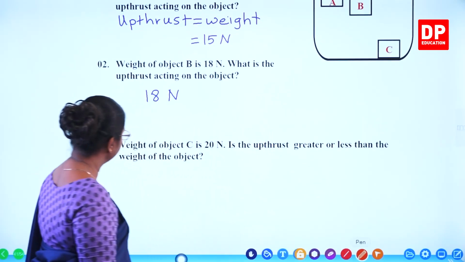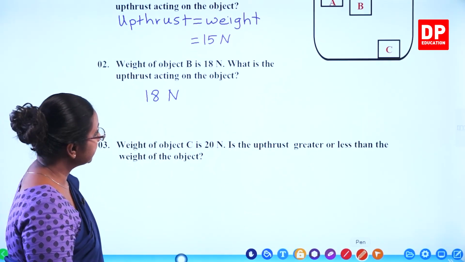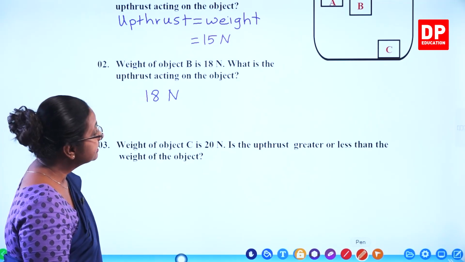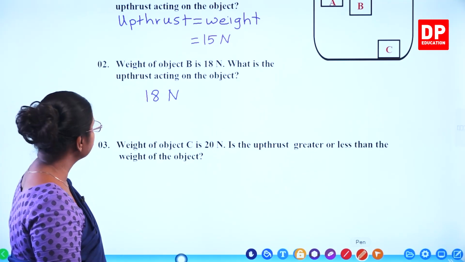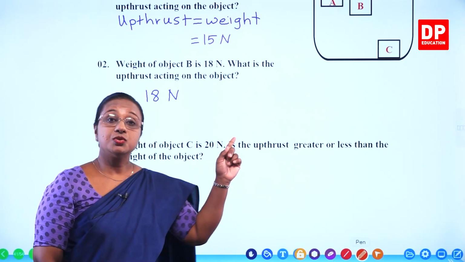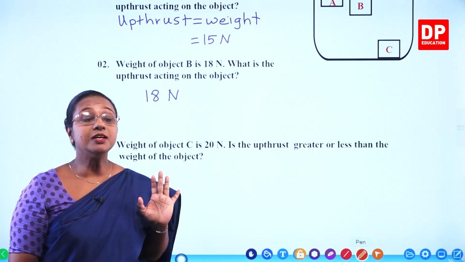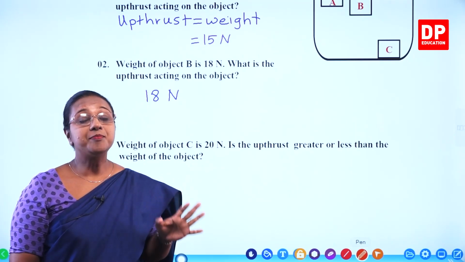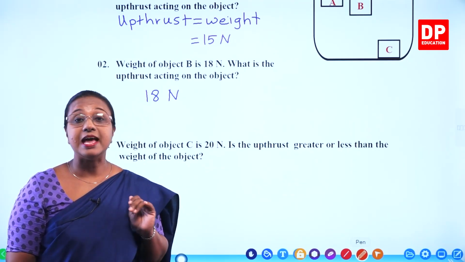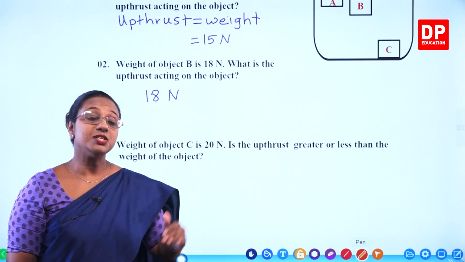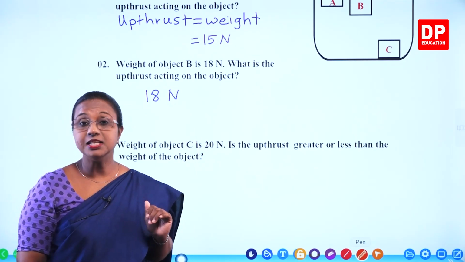So the next one, weight of object C is 20 Newton. Is the upthrust greater or less than the weight of the object? So C has sunk in water. So what happens to the upthrust? Upthrust is always less than the weight of the object. That is why the object sinks in water.